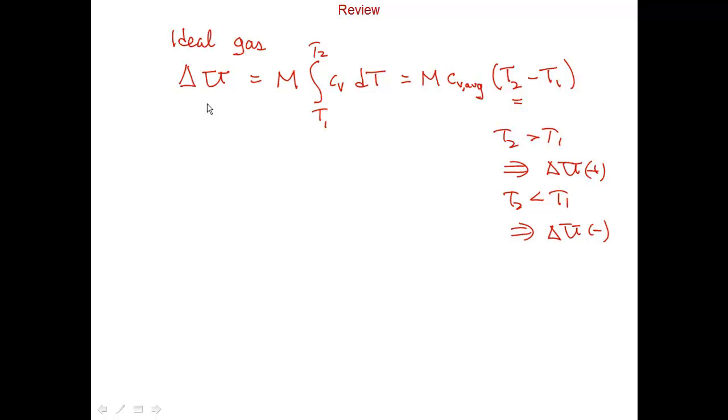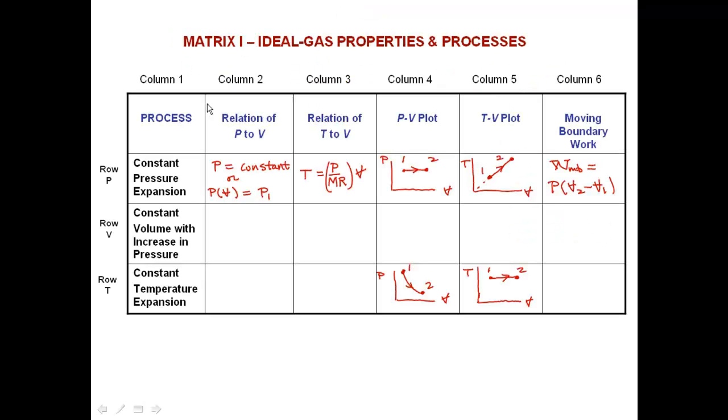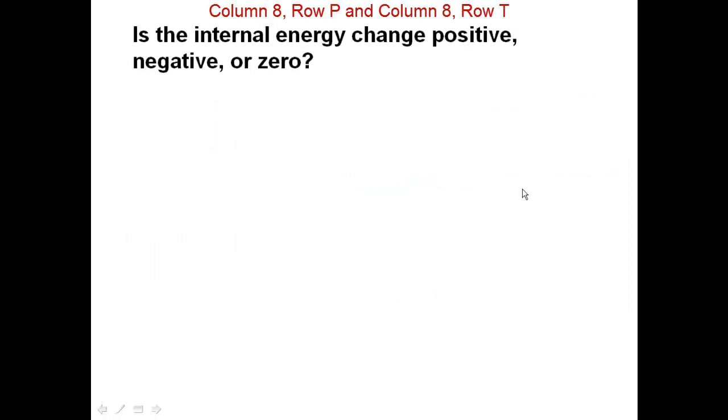So let's go back now and look at the plots that you have for temperature with respect to volume for these two processes, constant pressure expansion and a constant temperature expansion. So we see from the plot immediately here that T2 is greater than T1, and we would conclude then that we must have a positive internal energy change. So let's graphically redo that here.